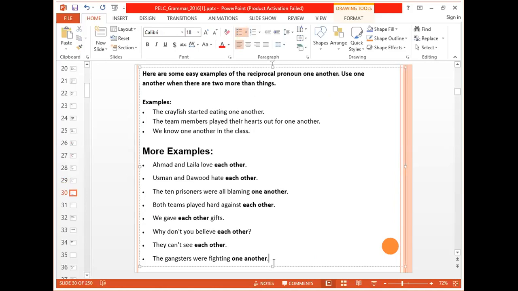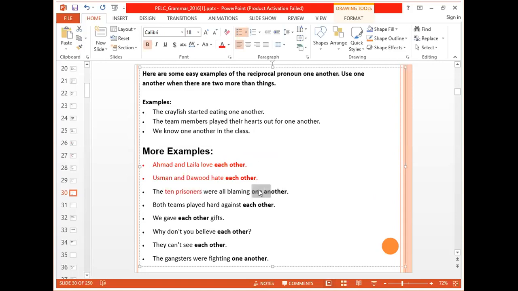One another means each other. If you look at the above two examples, the thing is happening between two people. How many people? Two. One is Usman and another is Dawood; Ahmad and Laila. It refers to a noun mutually, but how many nouns? Two. But can you see the third example? How many people are there? 10 prisoners. It's more than two. So what will we use in that case? We will use one another.